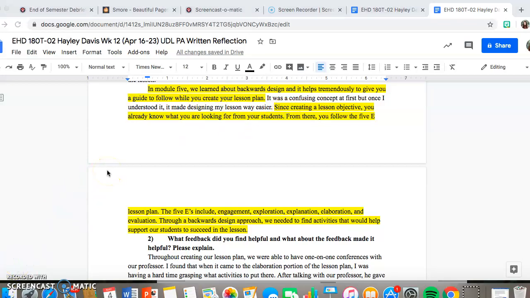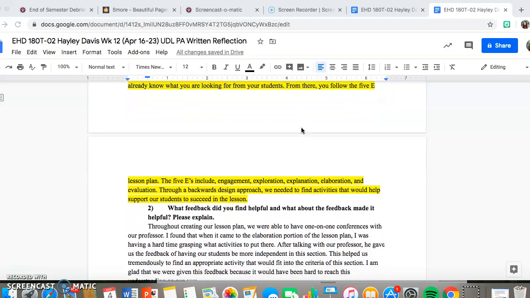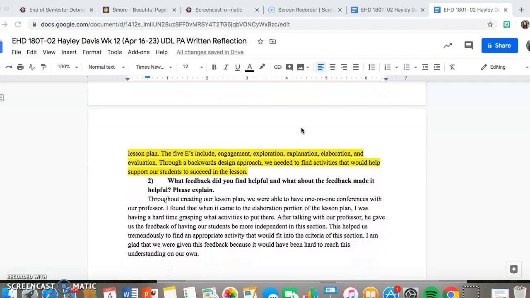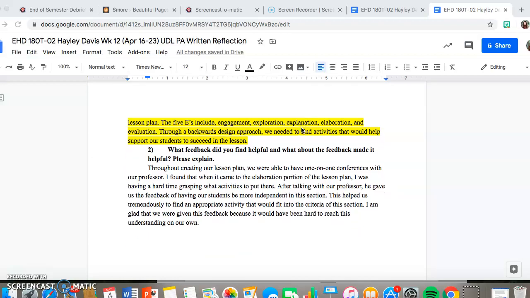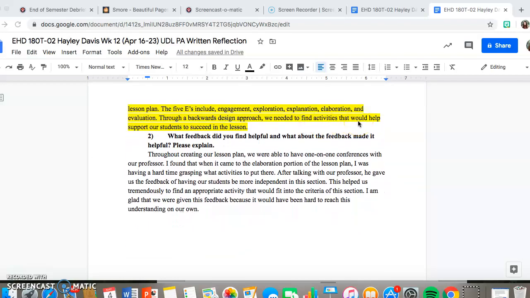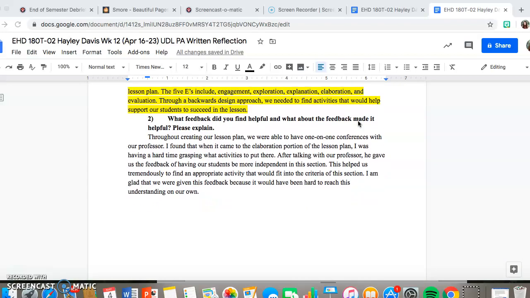Through backwards design, we learned that once you create your lesson objective, you already know what you're looking for from your students, so that became really helpful. And then we learned about the 5E lesson plan, which included engagement, exploration, explanation, elaboration, and evaluation. Through backwards design, we also understood how to find activities that would help support our students to succeed in the lesson instead of just giving them a worksheet.